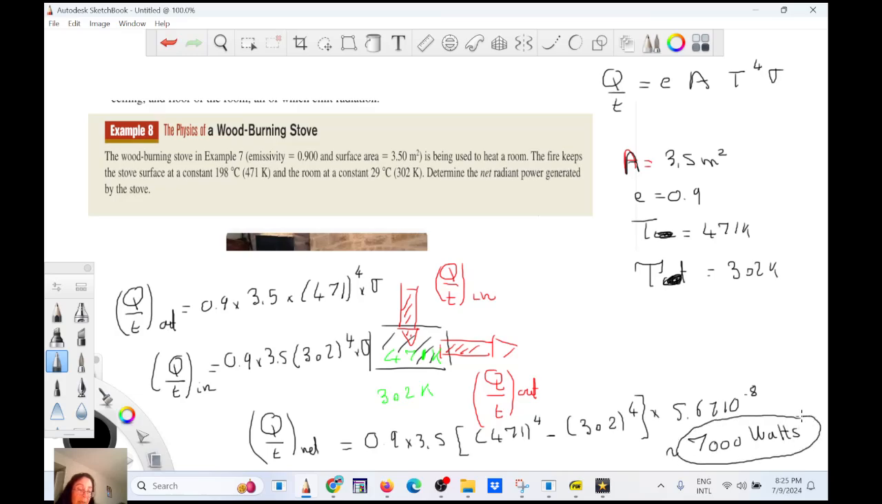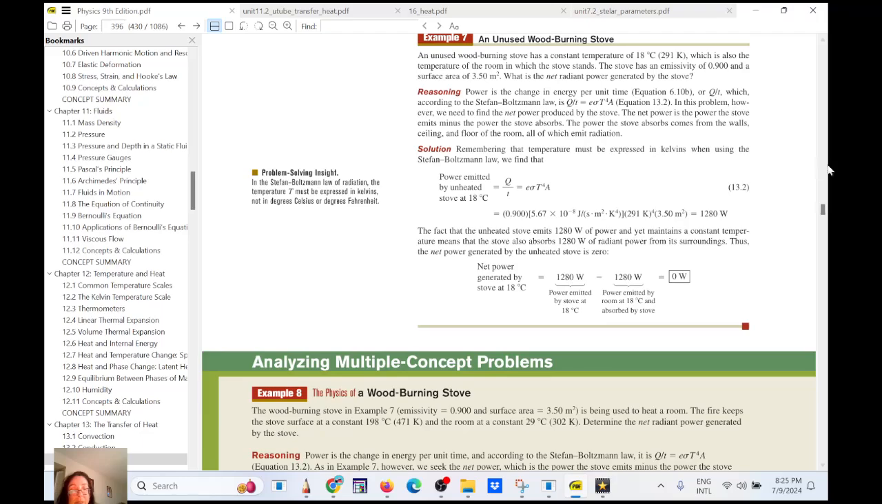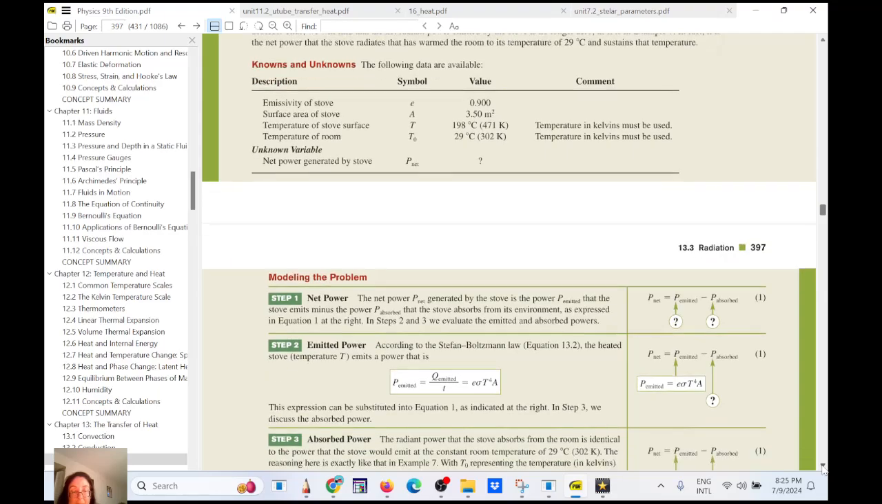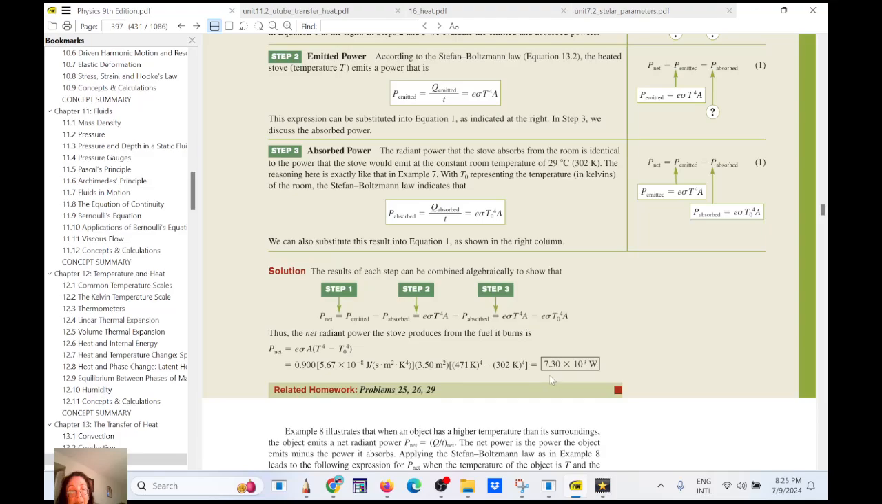Okay, joules per second. So let's see. Oh, you can look at your book, and it's a solved problem. They take you step by step. So many steps sometimes can be confusing, but at the end you get the same answer, about 7,000 watts.